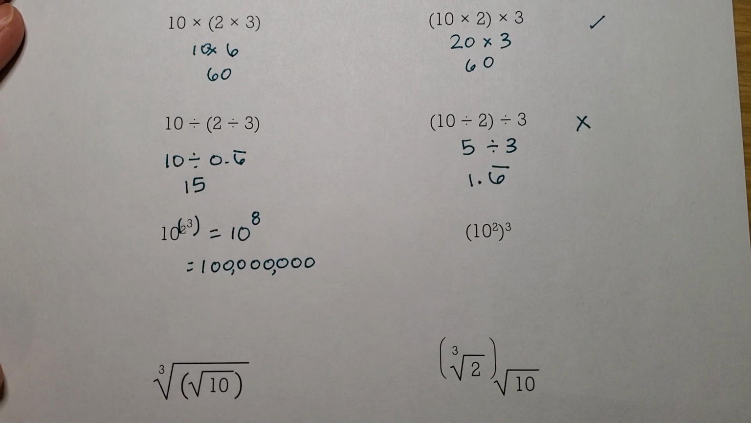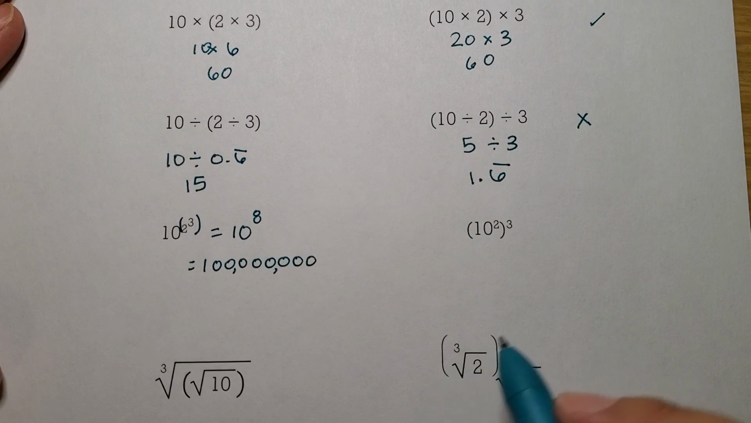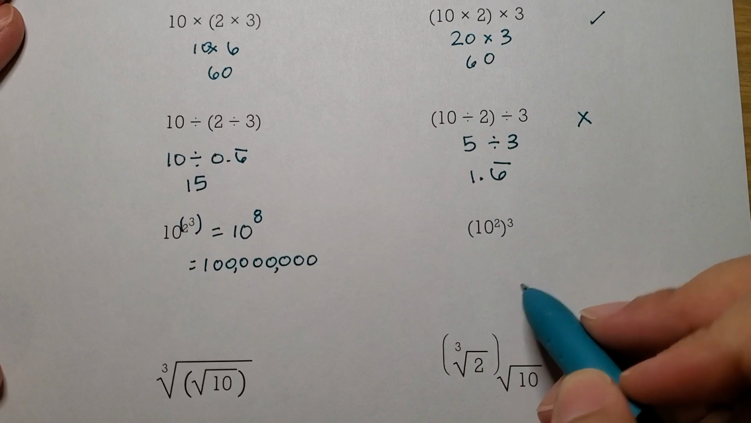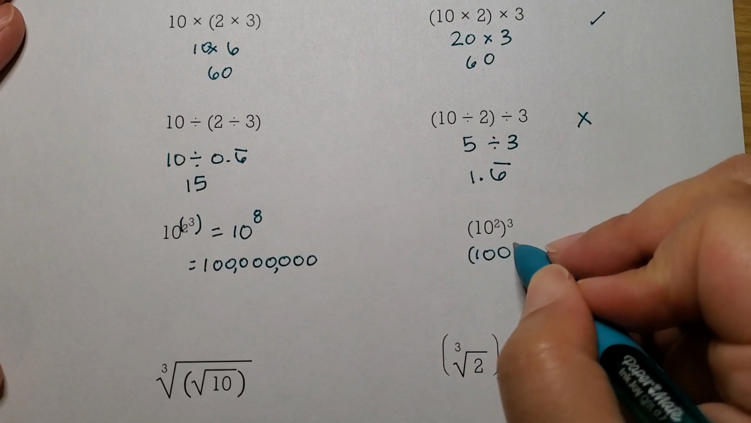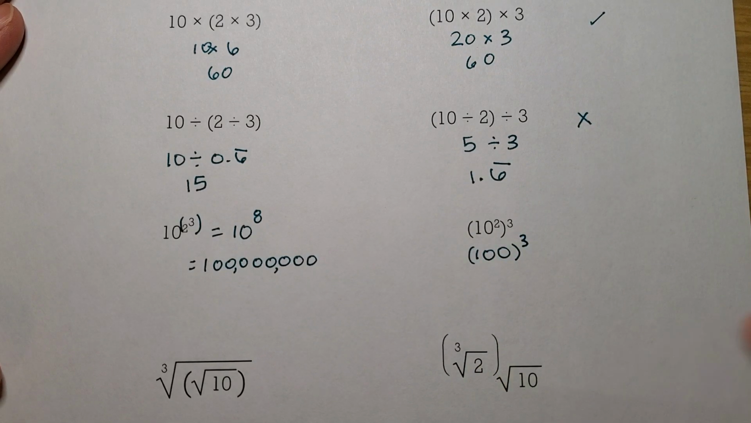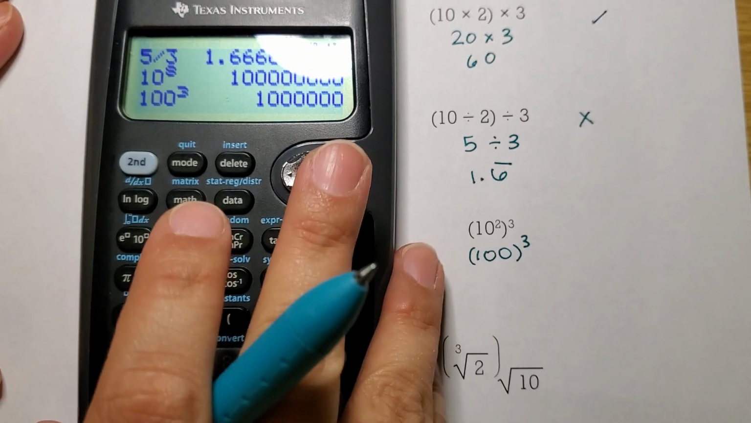So it looks like 100 million. Okay, now let's take a look at 10 squared to the third. So 10 to the second power is 100. And now let's raise that to the third power. 100 raised to the third power.